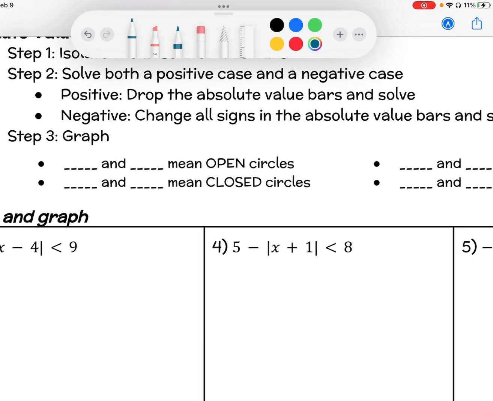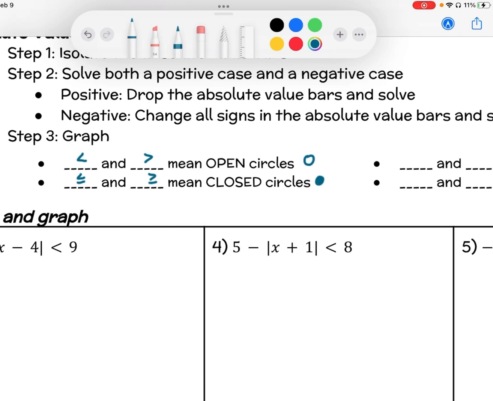Whenever we have an open circle, that means that we have less than or greater than. So we don't have that line underneath if it's an open circle. Open means it's just not filled in. And a closed circle is going to be less than or equal to, greater than or equal to. Anything with an equal to is going to be a filled in circle.